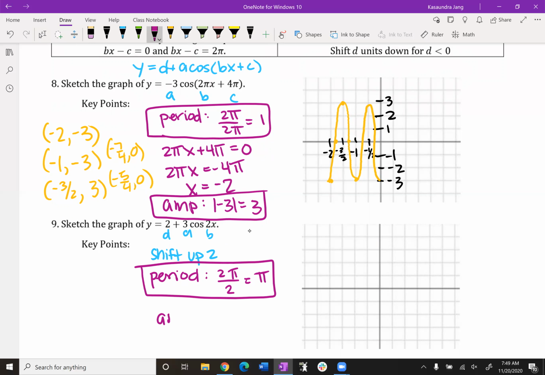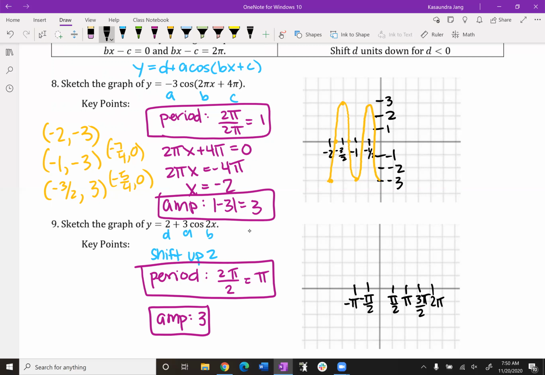My amplitude has to do with the absolute value of A. In our case, the A is a positive 3, so the absolute value of positive 3 is still just a positive 3. So I've got my period, I've got the amplitude. If the period is pi, I'm going to count by pi halves here, and then there's pi. You can keep it going. You can do 3 pi halves and 2 pi. It will continue. Even in the negative direction, it would still continue in the negative direction.